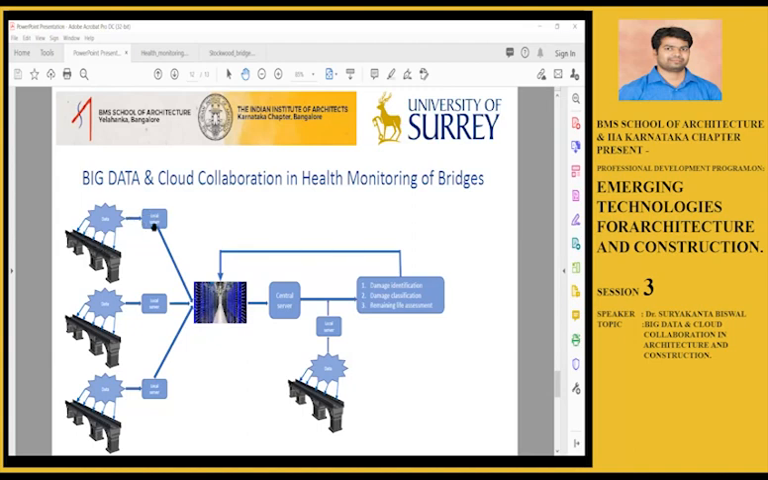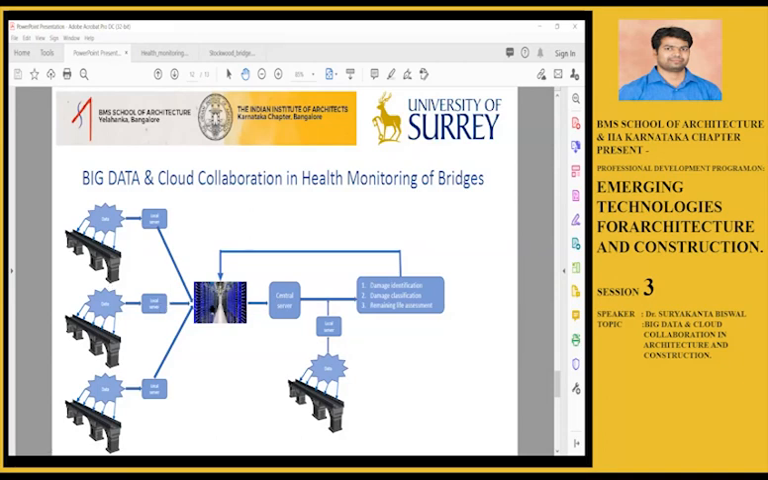The measurement will be stored in the local server. You can transmit the data to the cloud storage. So you keep on monitoring the data. Since these are continuously monitoring, they have a huge amount of data. So you transfer the data to the local storage, the cloud storage. So you have the data for all the bridges. Now, what to do with the data?